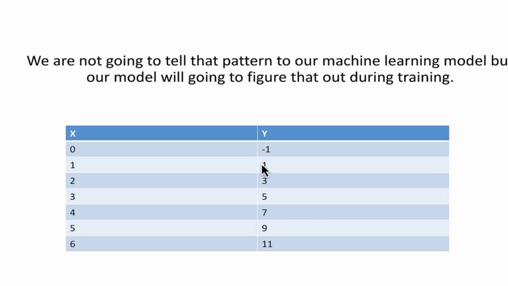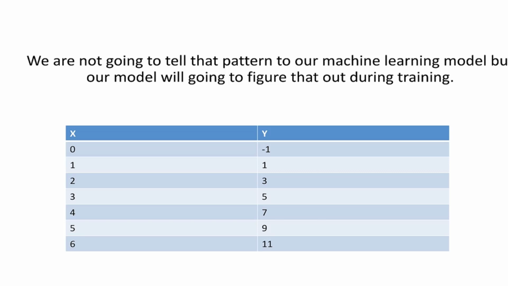For training our model, we are going to take this dataset and pass it to our machine learning algorithm. Now our machine learning algorithm will find that pattern and we will get our trained model. Now that model should be able to predict values based upon this pattern. Like if we pass 10 to our trained model, then our output should be close to 19, because that is the pattern inside our dataset and our trained model should be able to figure that out.